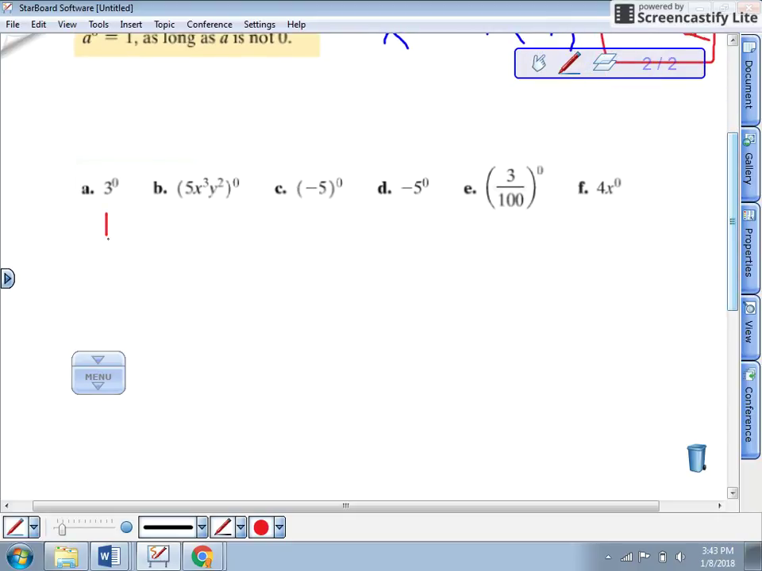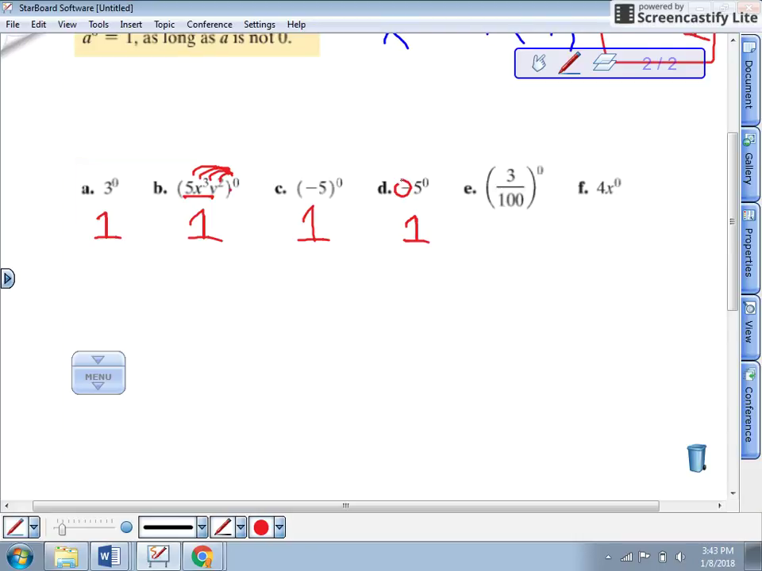3 to the 0, 1. We've got all this stuff going outside here, but the outside is raised to 0. Well, again, when you distribute that 0 through, that's all going to become just 1. A negative 5 to the 0, still 1. This one, still going to become 1. Oh, yeah, we've got a negative in front.